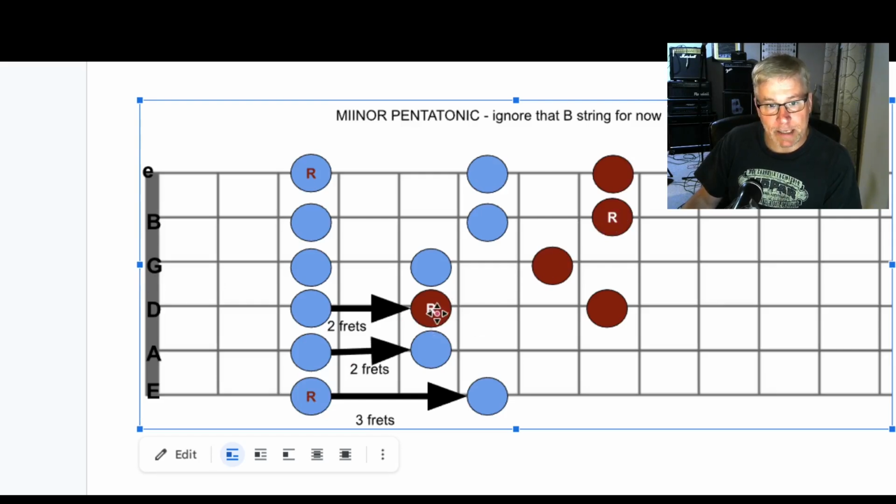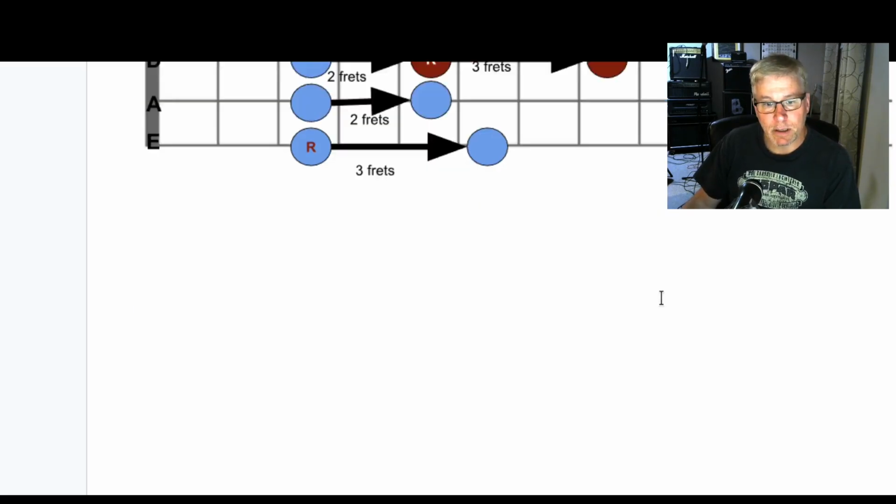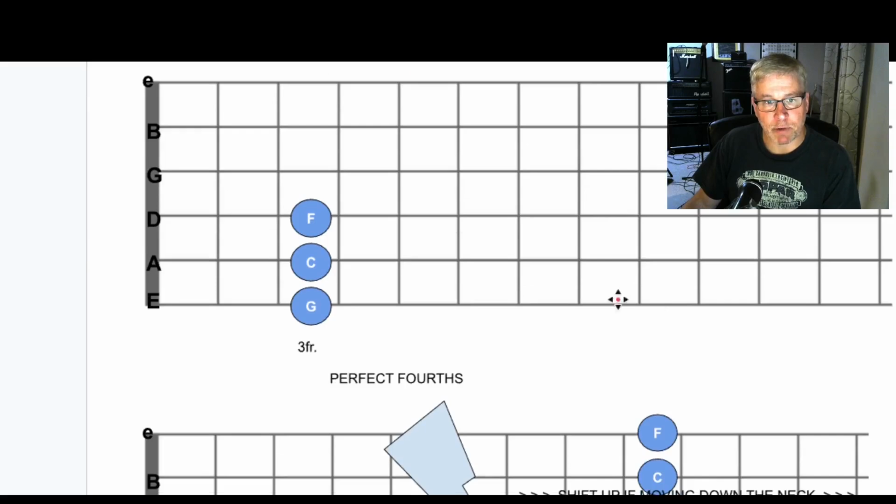And right next to that G, 3 frets over, is that same note on different octaves. Now, we need to talk about that B string.